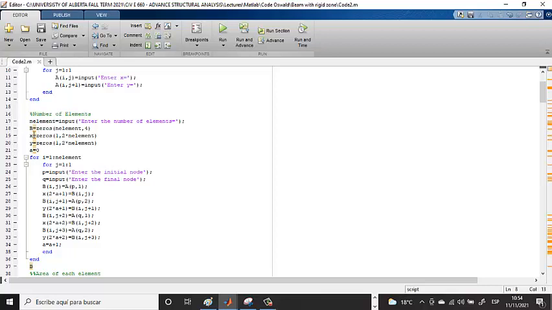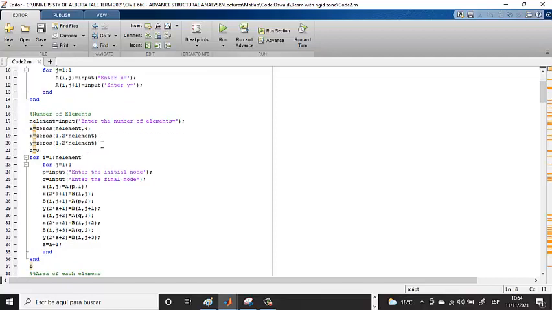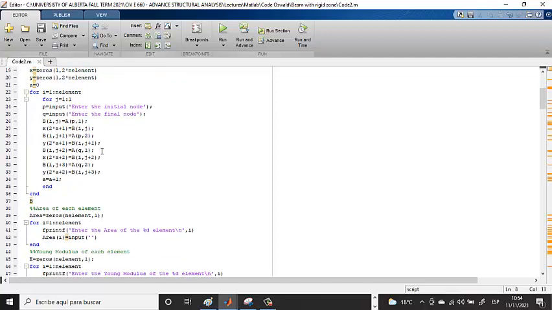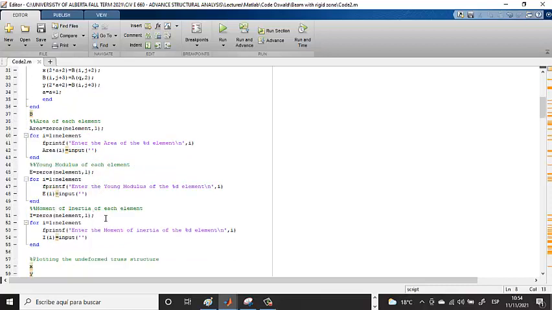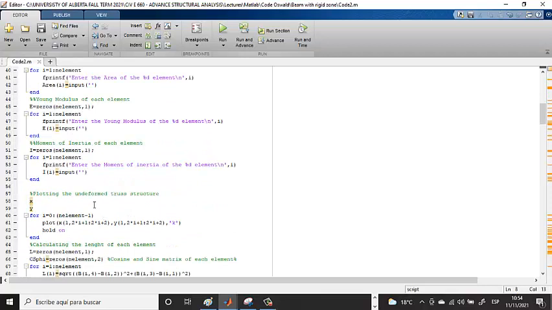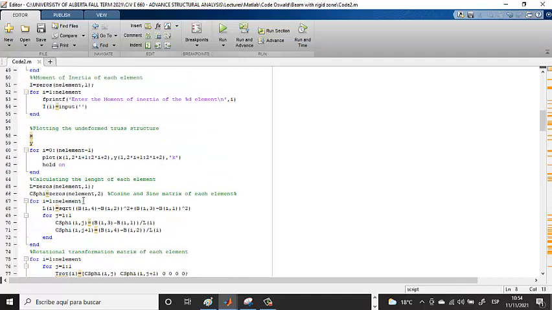These vectors x and y are storing the coordinates of each node to plot the undeformed shape of the structure. After that we need to input the area of each element, the Young's modulus of each element, as well as the moment of inertia. Plotting the undeformed structure, in this case a frame structure: knowing the x and y vectors, we can plot the undeformed shape.